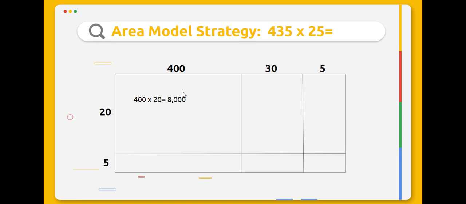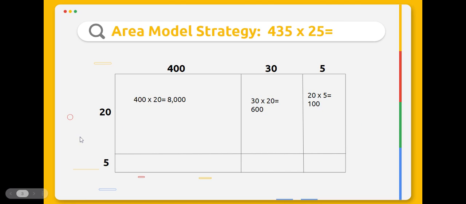If I go across, 400 and 20 meet in here. So I'm going to say 400 times 20. Well, that's easy to do because I can say 2 times 4 is 8, and then I can just add the 3 zeros, right? Then I'm going to come over here and say 30, come down with 30, but go across again with 20. 2 times 3 is 6, and there's 2 zeros, so that makes 600. And then I'm going to come over here where the 20 and the 5 meet, and I'm going to say 20 times 5 is 100.